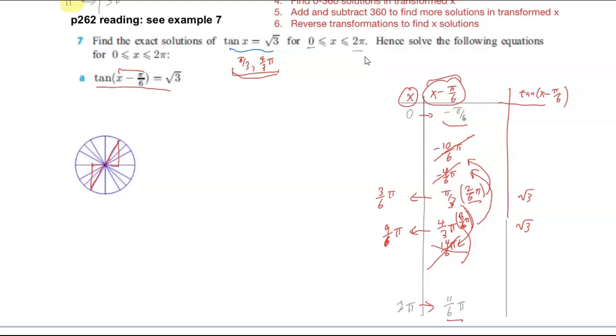You can see that both of these solutions are in between 0 and 2 pi, so they're both fine. Of course, 3/6 pi, we can reduce that to pi over 2. And 9/6 pi, of course, we can reduce that to 3/2 pi.